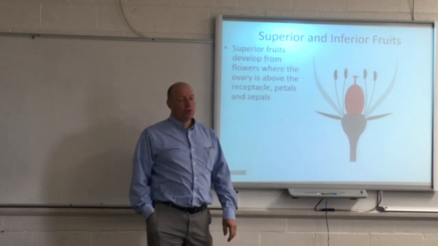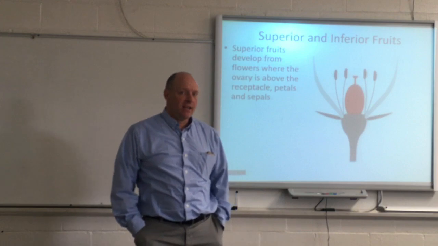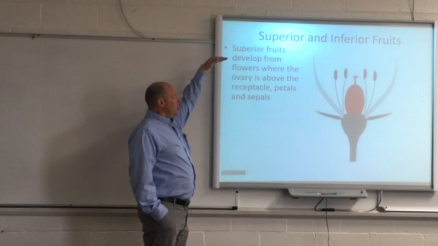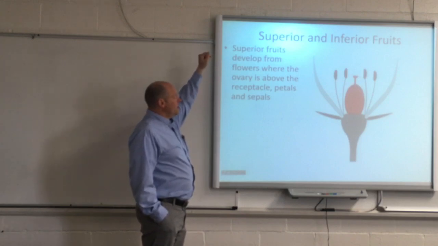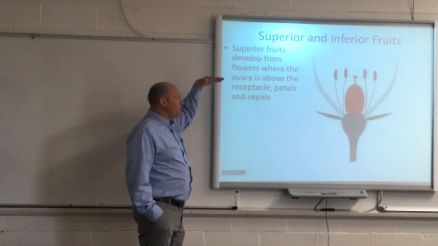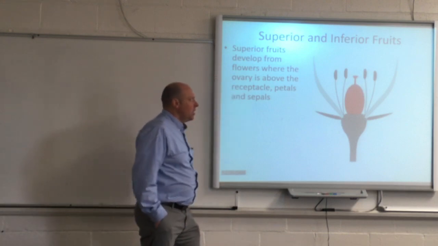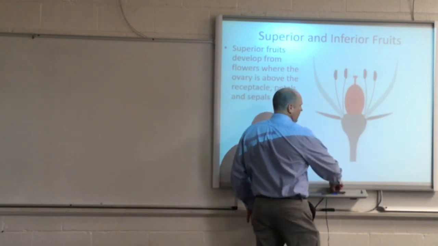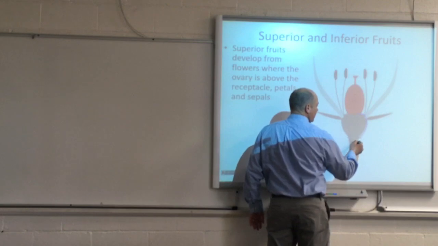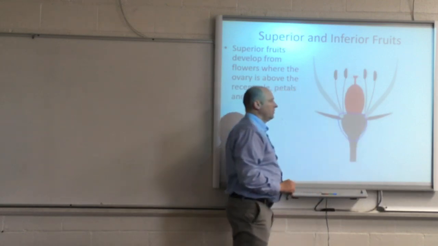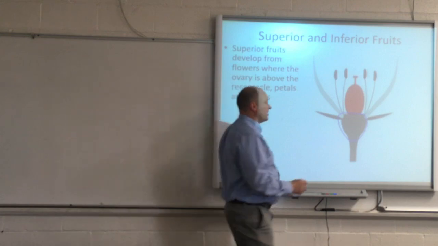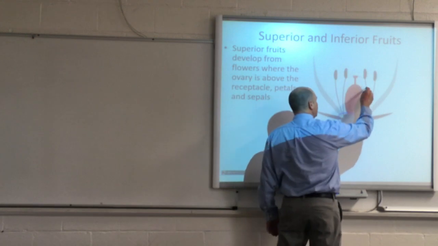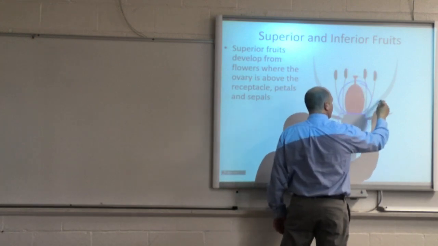Okay, fruits are divided into two categories, superior and inferior. Okay? In a superior fruit, the ovary is above the receptacle, the petals and the sepals. So this right here is a picture of a superior fruit. Right here is the receptacle of the flower. You can also see that here is the petal, here are the sepals coming out. And right here is the ovary.